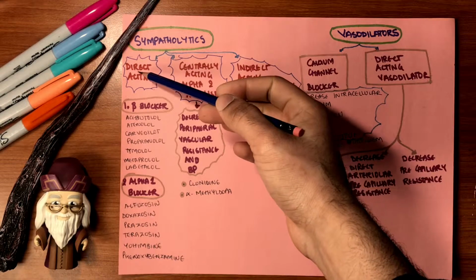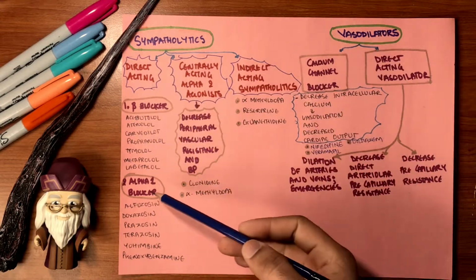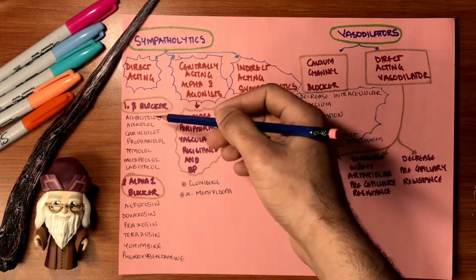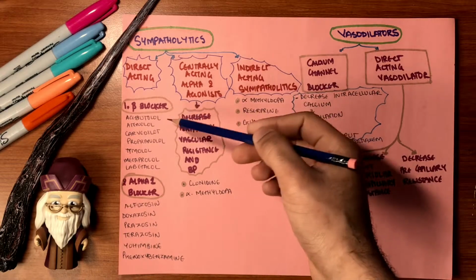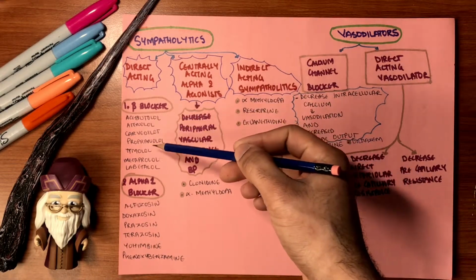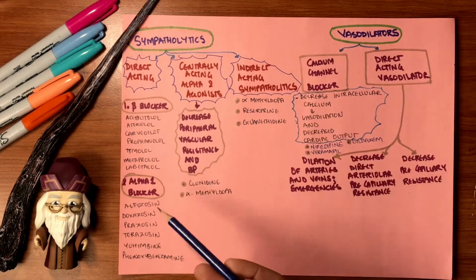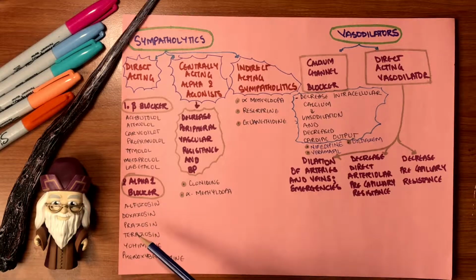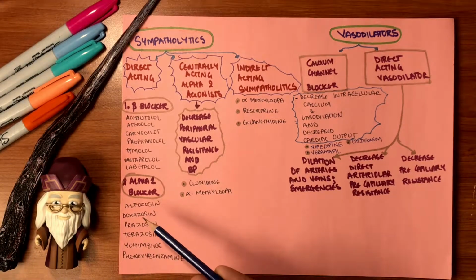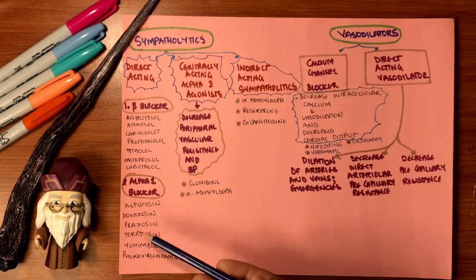Now, explaining direct acting, we have beta blockers and alpha-1 blockers. Beta blockers include acebutolol, atenolol, carvedilol, propranolol, timolol, and so on. Alpha-1 blockers have all the zosins such as prazosin, terazosin, doxazosin, alfuzosin, and so on.